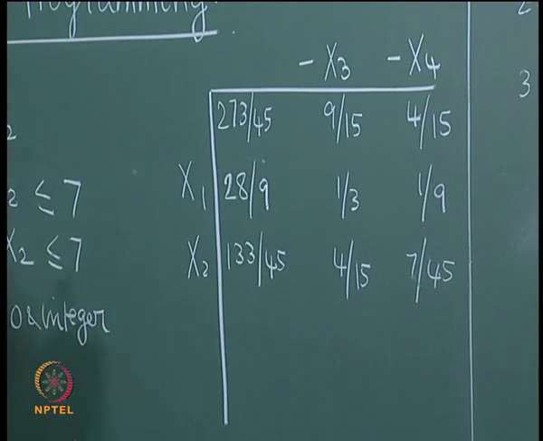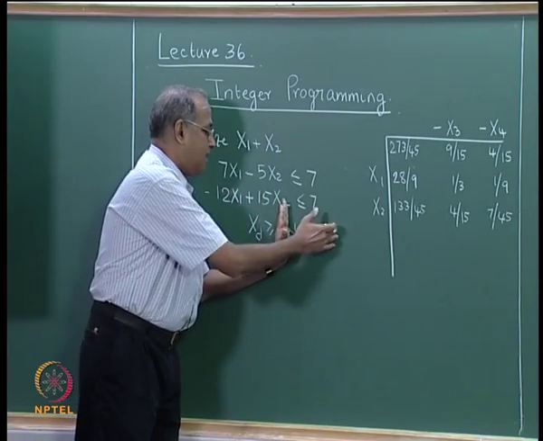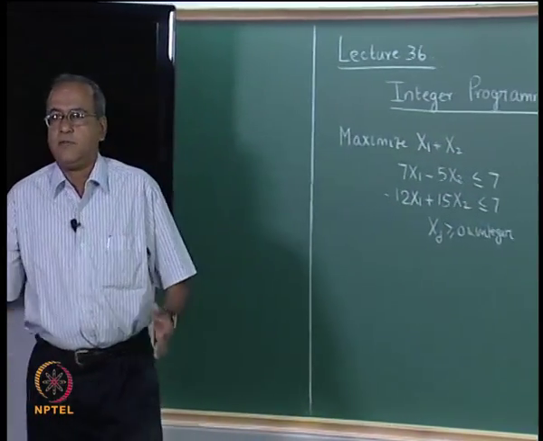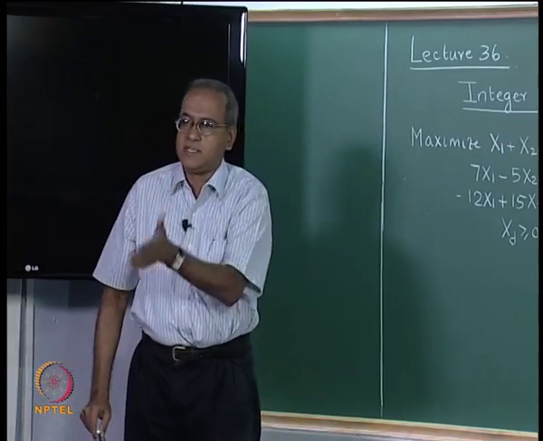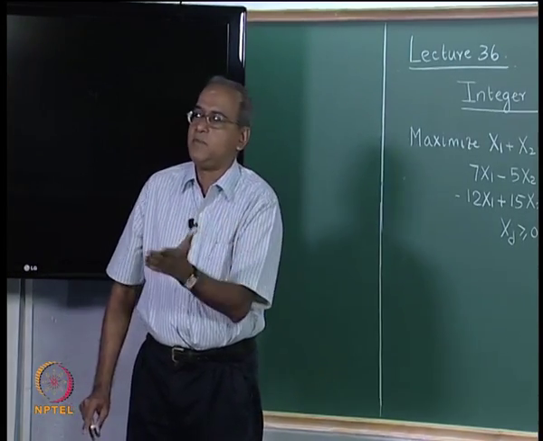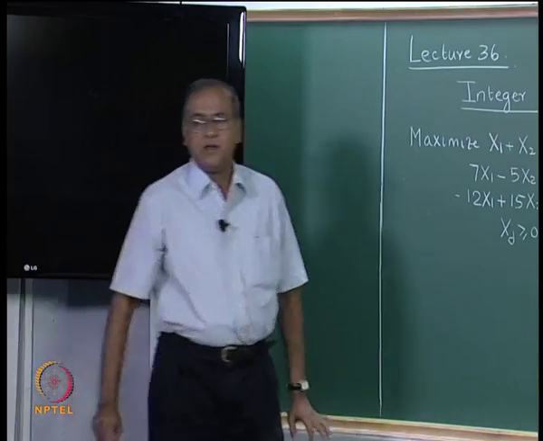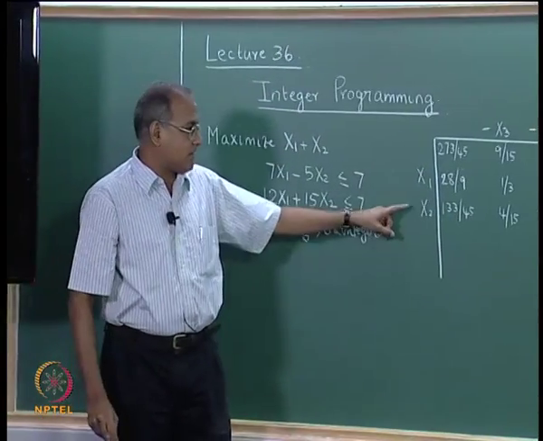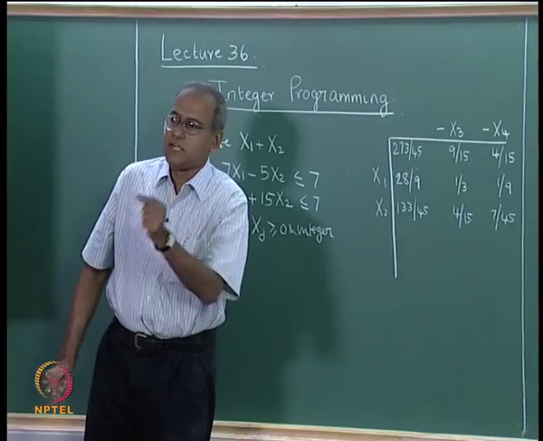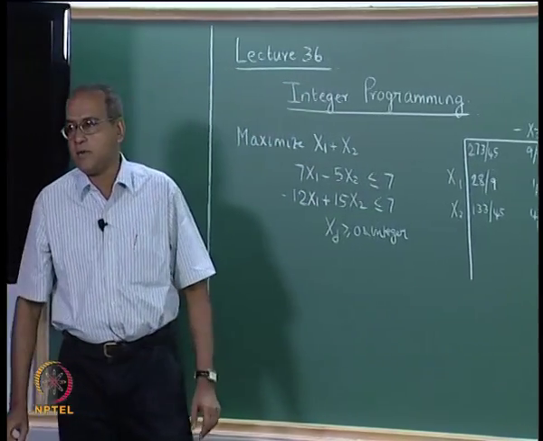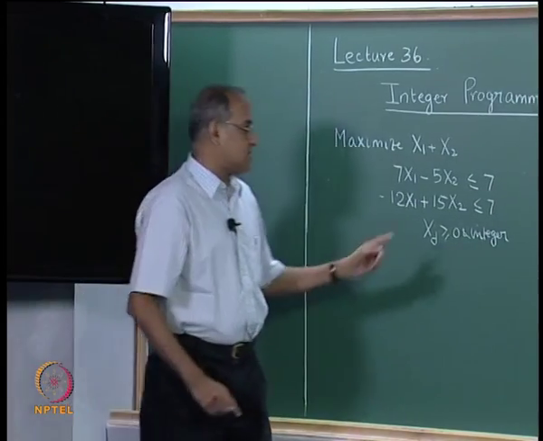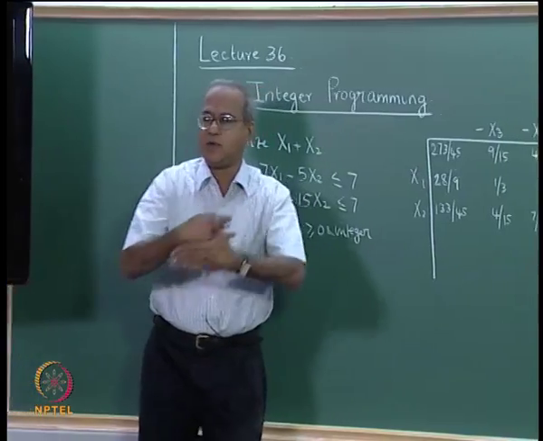Now, what we have done is we have solved the linear programming problem, which means we have left out the integer part, and we have just solved the problem up to xj greater than or equal to 0. We already know that if the LP optimum has integer valued solutions, then it is optimum to the integer programming problem as well. But now the LP optimum is not feasible to the IP, because both x1 and x2 have fractional values. So, 28 by 9 and 133 by 45 are not integer values. So, we have to now solve the integer programming problem by adding suitable cuts.